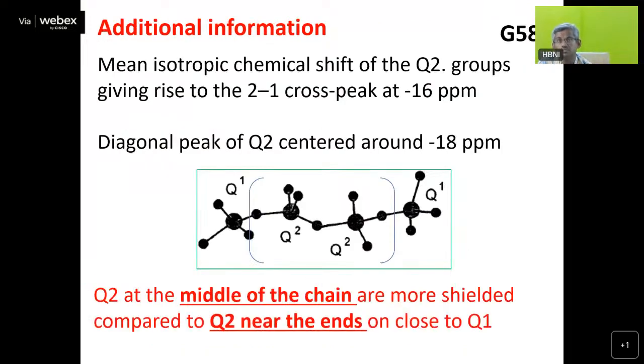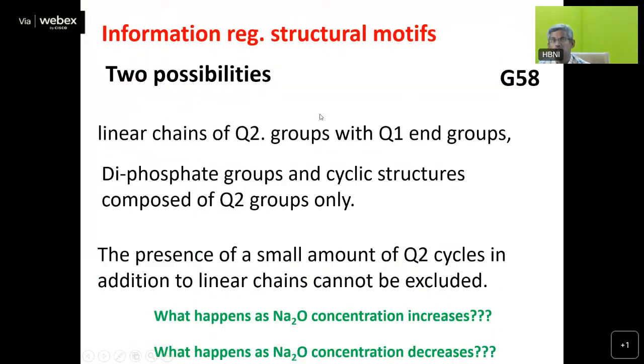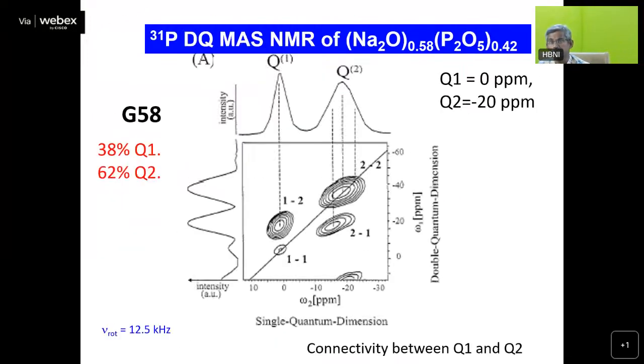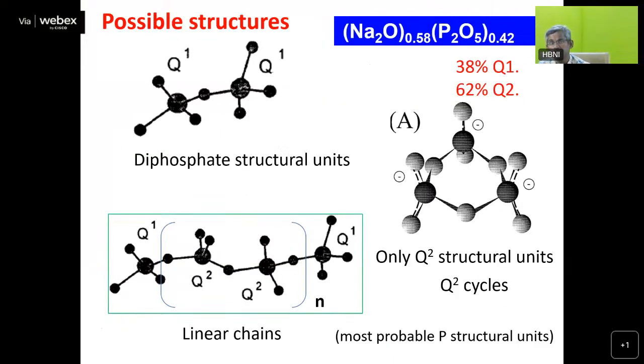Let us go further. What additional information? Additional information I have just mentioned, I am repeating for your sake. The mean isotropic chemical shift of the Q2 groups gives rise to the Q2-Q1 cross peak. You see here, this is the two-dimensional spectrum. This is the 2-1 peak, because of the Q2 to Q1 magnetization transfer. Its chemical shift is slightly positive compared to the main Q2. As I mentioned, the moment they come towards the end group, the chemical shift increases. So this is a very interesting observation.